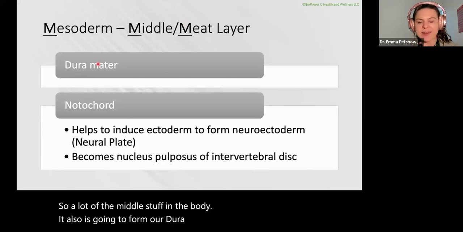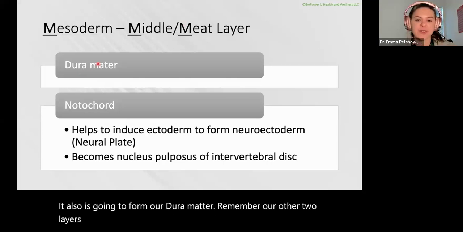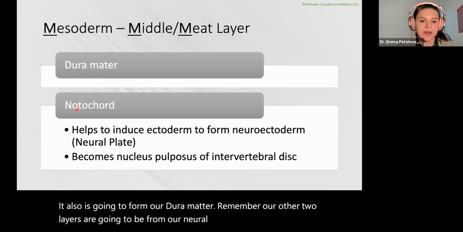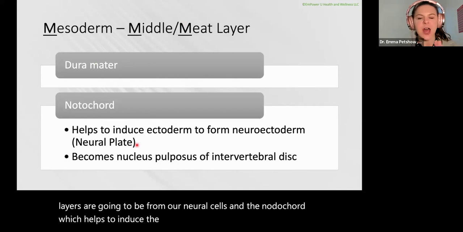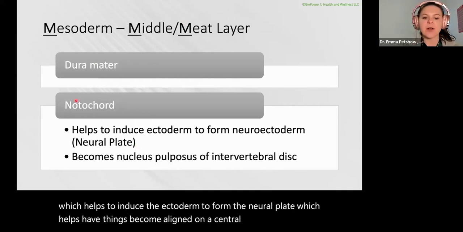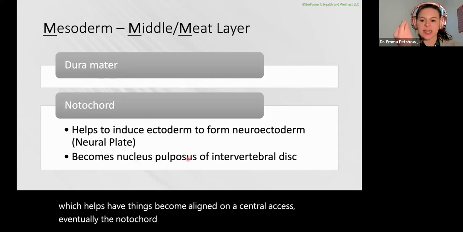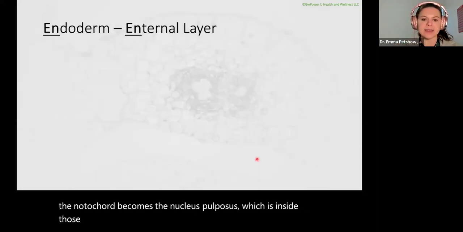Remember, our other 2 layers are going to be from our neural cells and the notochord, which helps to induce the ectoderm to form the neural plate, which helps things become aligned on a central axis. Eventually, the notochord becomes the nucleus pulposus, which is inside those intervertebral discs.